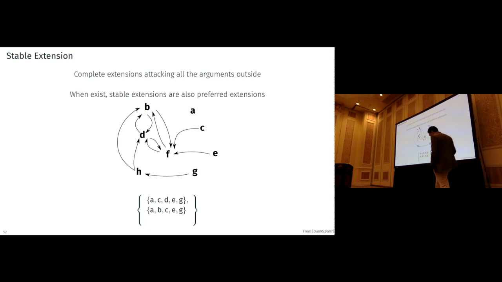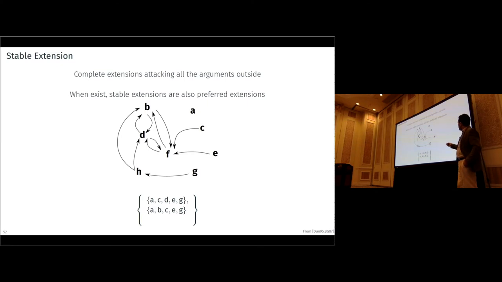Another type of semantics that we are going to use later on in the presentation is the stable extension, which looks at complete extensions attacking all the arguments that are outside the extension itself. This means that if you take the set inside the complete extension, and take the complement of this set, all the other arguments that are not in this extension, then there should be at least one attack from the extension to each of the arguments outside. So here, for instance, we have A, C, E, D, and G. H is outside, it's attacked by G. B is outside, it's attacked by D. And F is attacked by E.